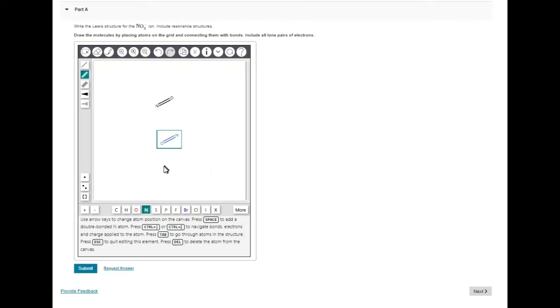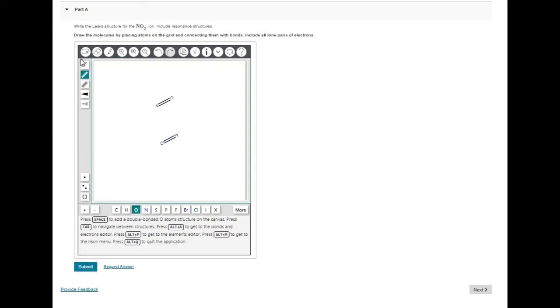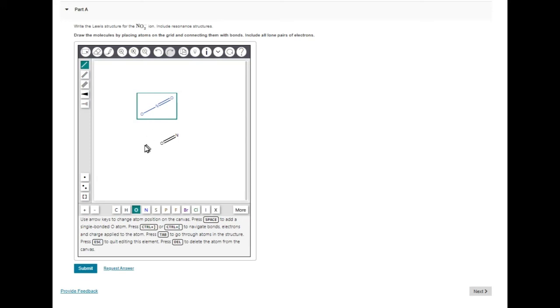The next thing I want to do is add a single bonded oxygen to this nitrogen and to this one right here. So let's go back to oxygen, pick single bond, and click here. Okay, that works. It's not really bent like I want it to be bent, but I think this is going to work okay. Like I said, when we click submit, it will tell us. We won't have to worry about it.